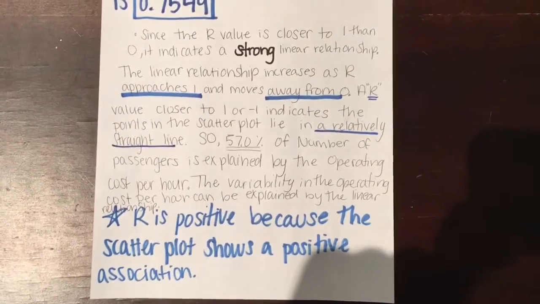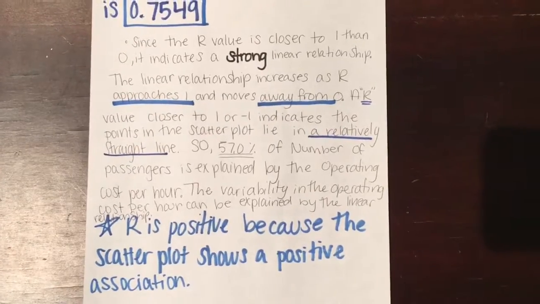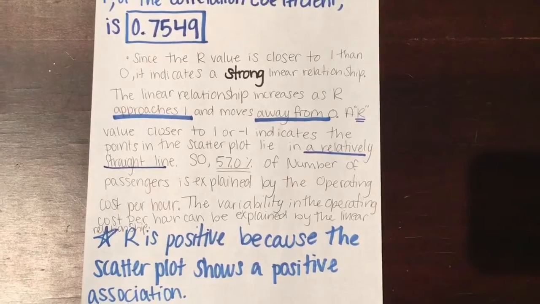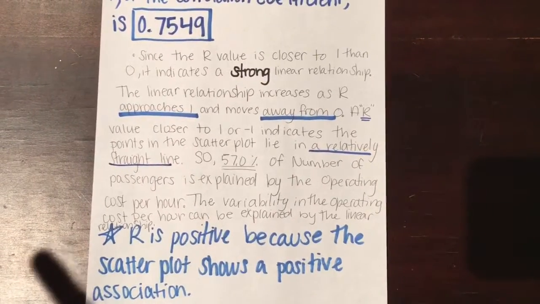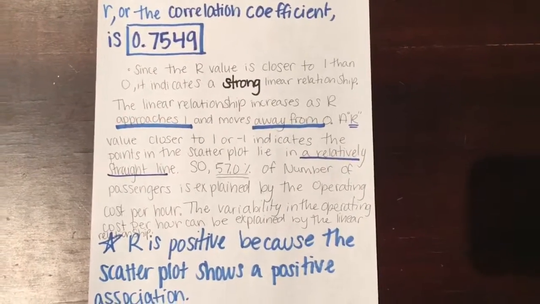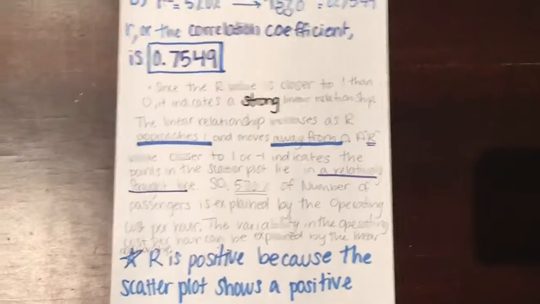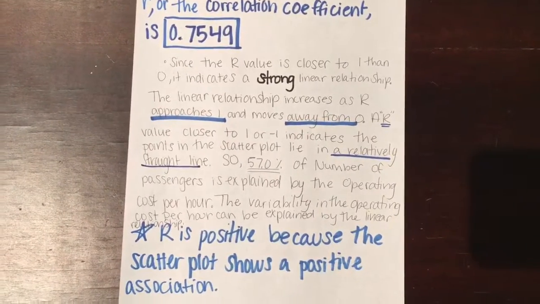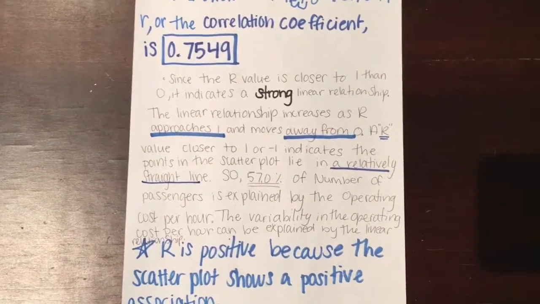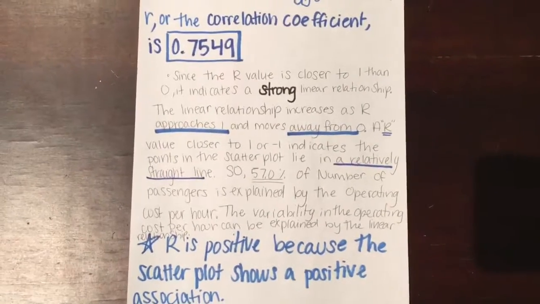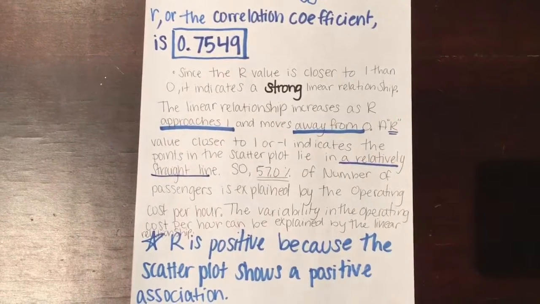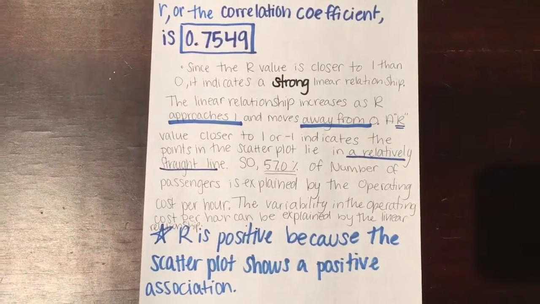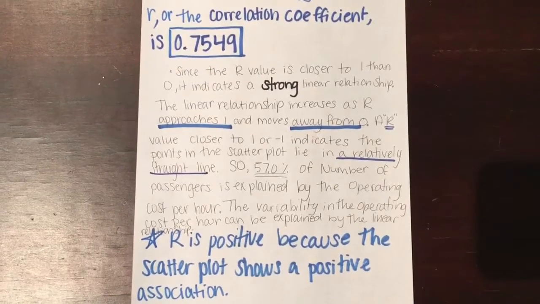Since the r value is closer to 1 than 0, this indicates a strong linear relationship. The linear relationship increases as r approaches 1 and moves away from 0. So since 0.7549 is closer to 1 than 0, it indicates a stronger linear relationship and correlation. An r value that's closer to 1 or -1 indicates the points in the scatter plot lie in a relatively straight line.